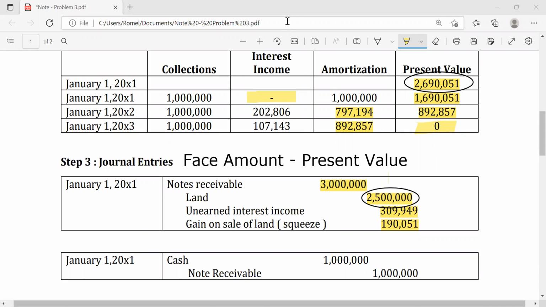And then next. By January 1, 20X1, meron ng first collection of the installment. So by January 1, 20X1, makokolekta mo na ang first installment ng note. So because of that, on January 1, 20X1, we will journalize debit cash 1 million pesos, credit note receivable 1 million pesos. So this will be our first installment collection.